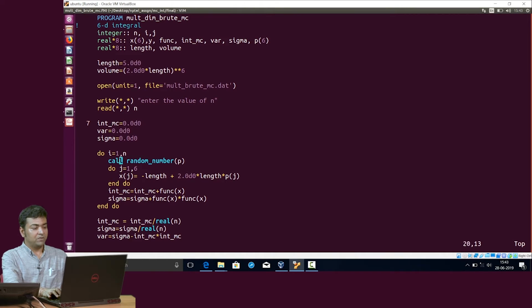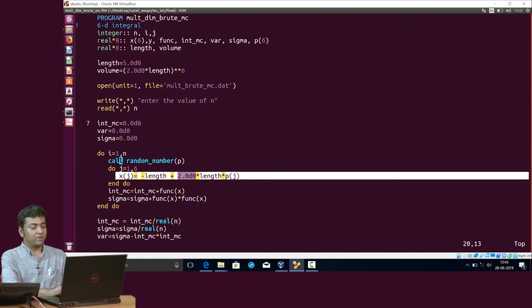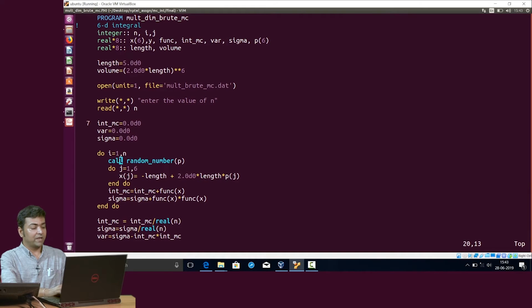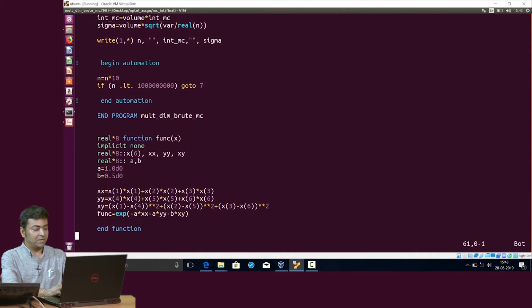Once I have got these 6 random numbers, which are between 0 and 1, again as before, I need to have these random numbers spaced from minus 5 to plus 5, and this is how that is done. I am converting the p's which lie between 0 and 1 to values from minus 5 to plus 5, and once I have that value of p, I call this function. This function does nothing but evaluate the integrand.